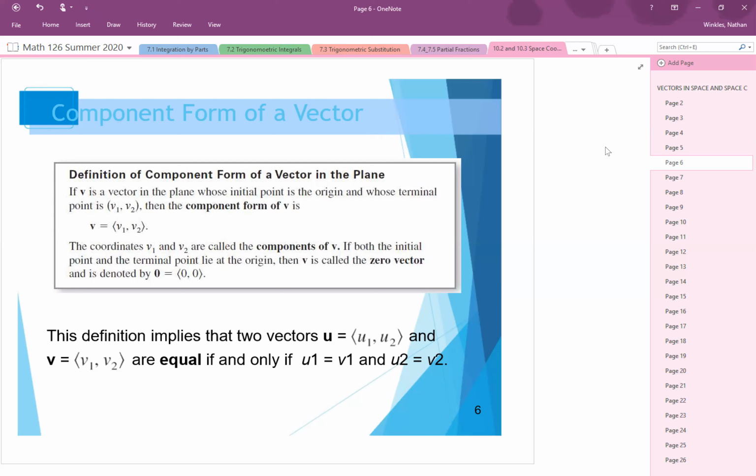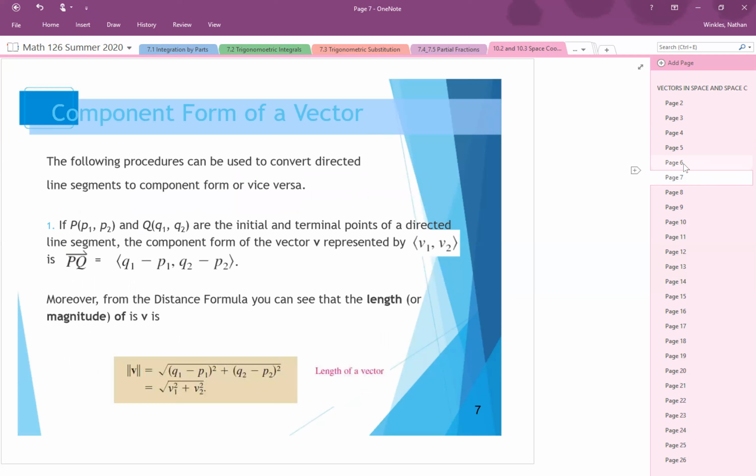So this definition is going to imply that two vectors, u equals u1, u2 and v equals v1, v2, are equal if and only if u1 equals v1 and u2 equals v2. However, it may not always be that way, but understand we could see other variations. The following procedures can be used to convert directed line segments to component form or vice versa.